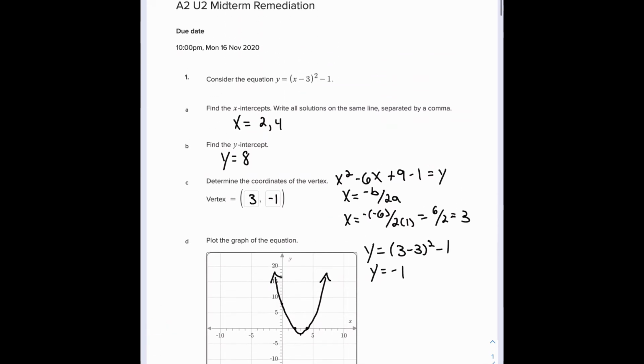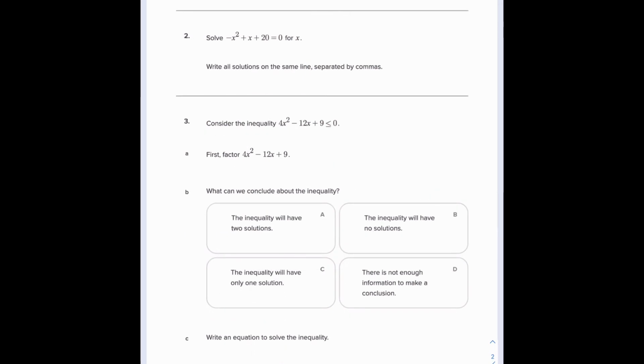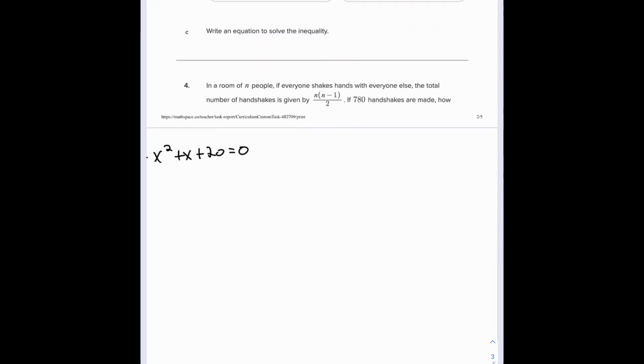All right, now let's take a look at problem number 2. Problem number 2 gives us this equation, and we're going to solve for x. So let me write this down and move it to a blank page so we have more room to work. Okay, so we have this equation, and we're going to solve for x.